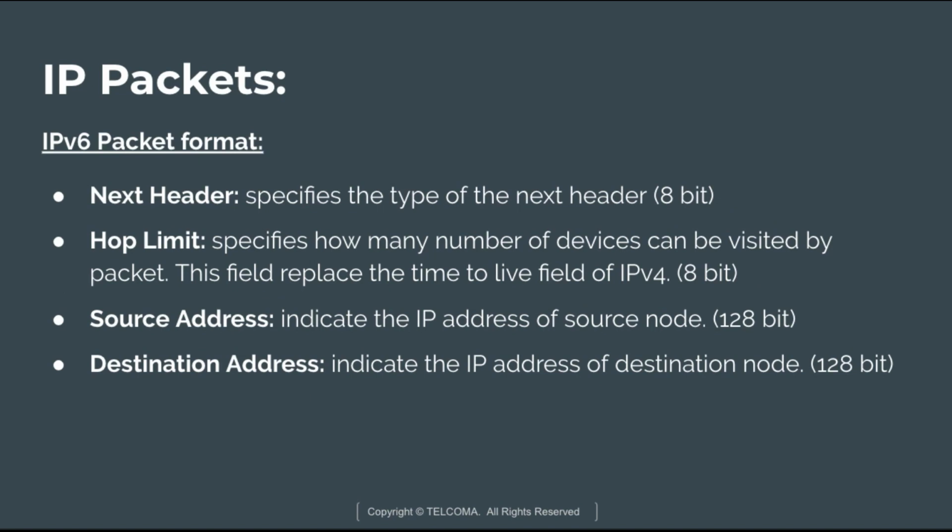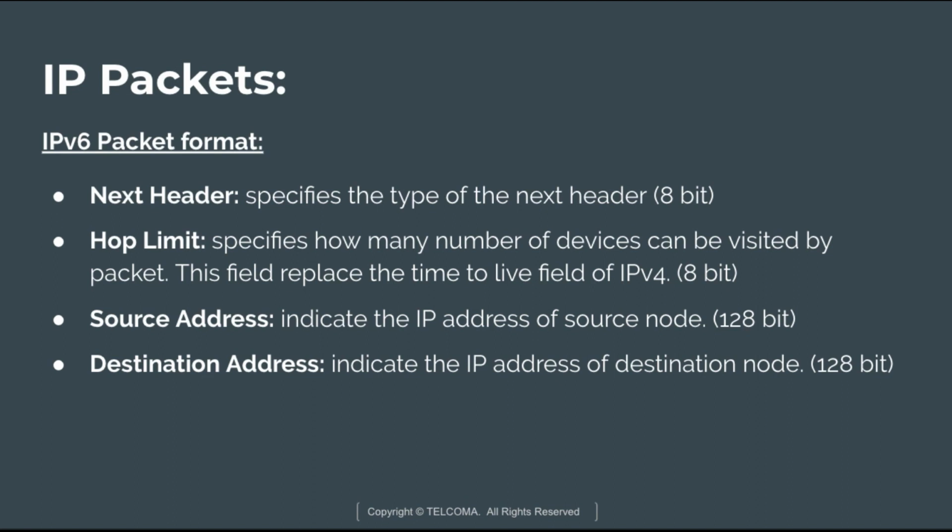Next is next header. Here the next header specifies the type of next header and it is 8-bit long. And next is hop limit field. Here they specify how many devices can be visited by the packet, and this field replaces the time to live field of IPv4 and it is 8-bit long. Next is source address and destination address. Similarly, here the source address indicates the source node and it is 128-bit long, and destination address, it defines the IP address of destination node and it is also 128-bit long.